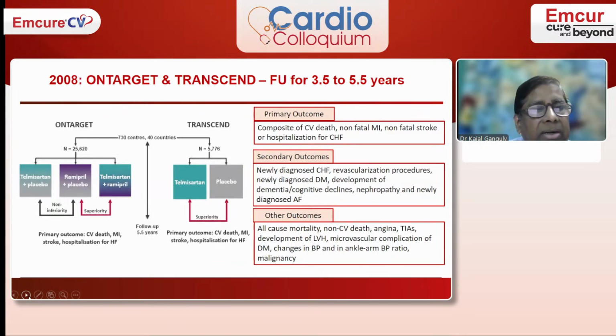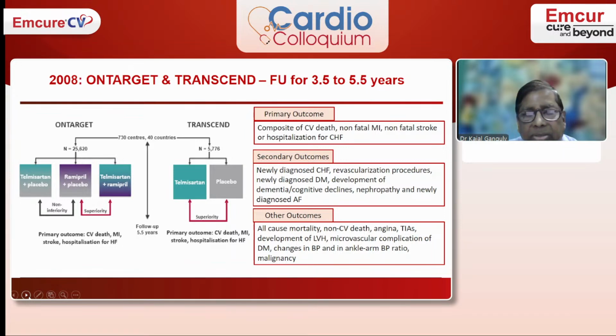In ONTARGET, telmisartan was used, and that showed non-inferiority of telmisartan compared to ramipril for the primary outcome, that is CV death, MI, stroke, and hospitalization for heart failure. And if you consider the TRANSCEND trial, again the primary outcome, CV death, non-fatal MI, stroke, hospitalization for heart failure, is almost the same in both the groups.